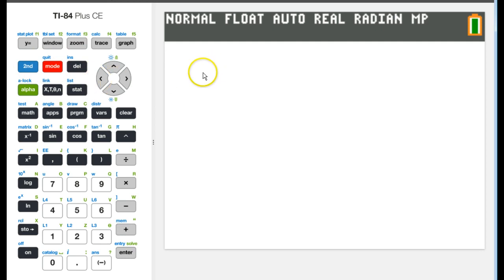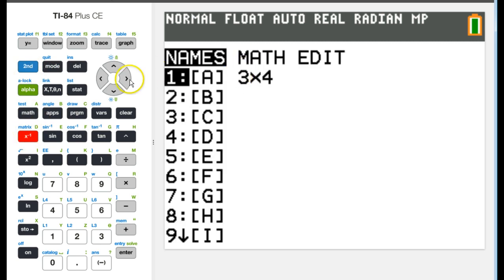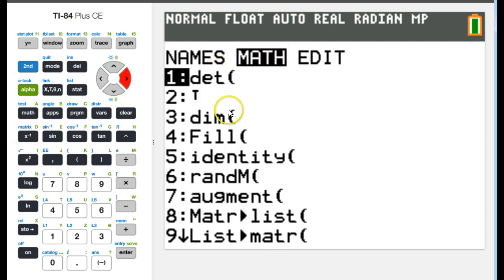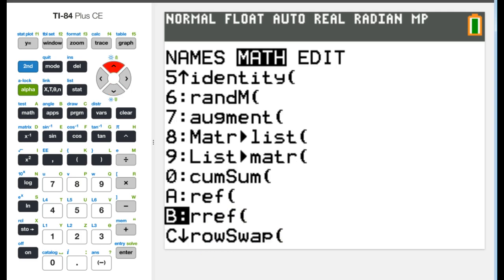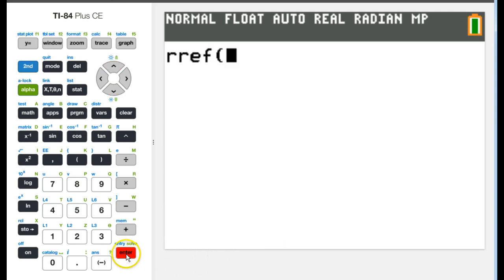So we want something called reduced row echelon form. So let's hit second matrix and go to the math menu, and we're looking for something called reduced row echelon form. So let's scroll down until we find it. Okay, so see this RREF? That's reduced row echelon form. So I'm just going to go ahead and hit enter.